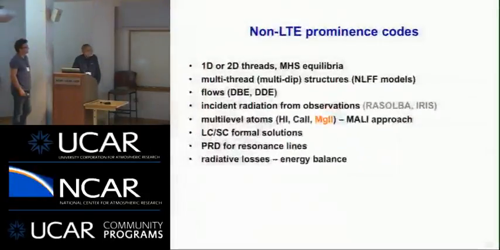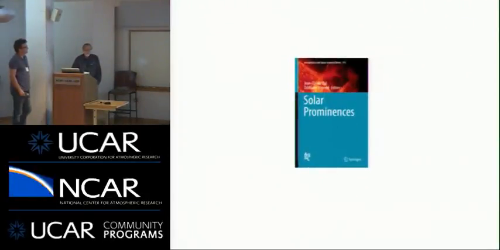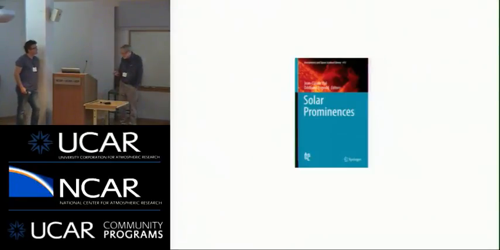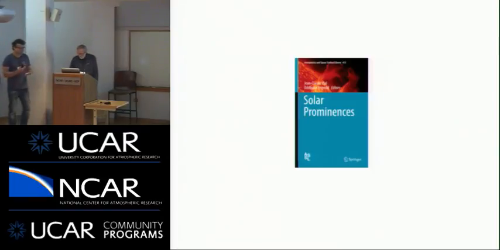I only want to say that if you want some tutorial on the non-LTE modeling of prominences, you can go to this book, which was just published by Springer. It's a new book which was edited by Jean-Claude Vial and Oliver Engvold from Oslo. It contains a lot of chapters by different people on prominences, and one of them is also about non-LTE modeling. Okay, thank you.